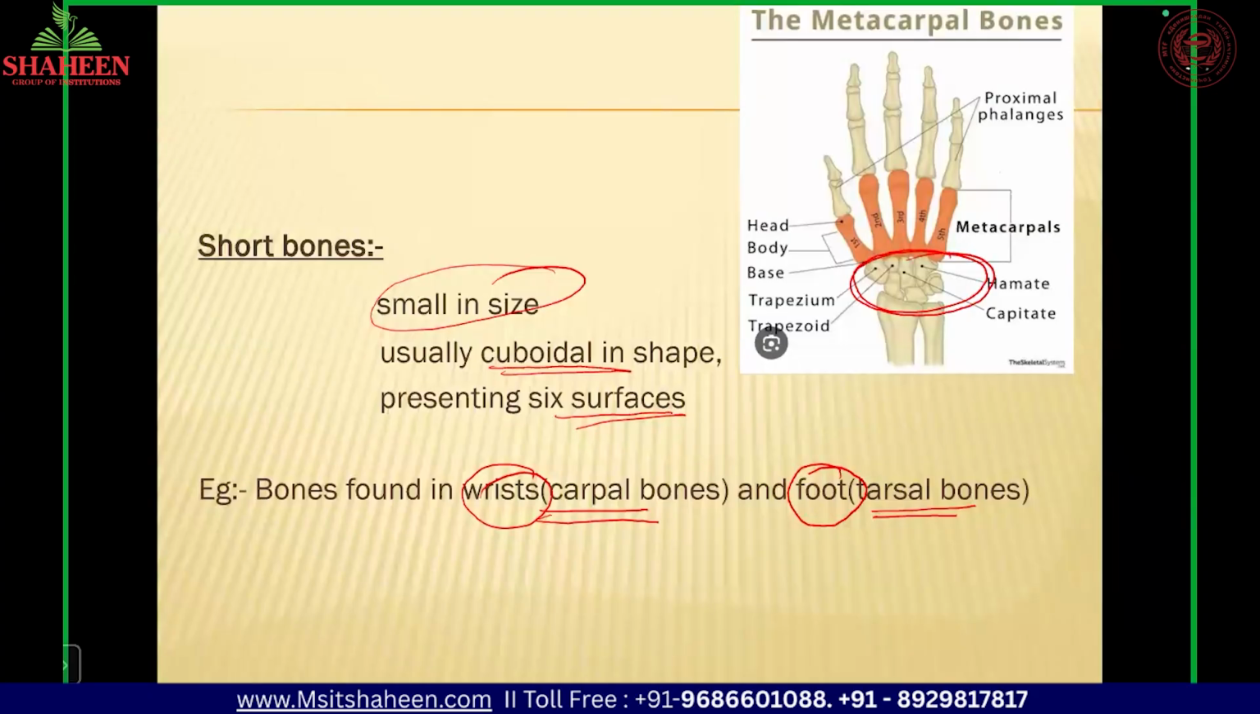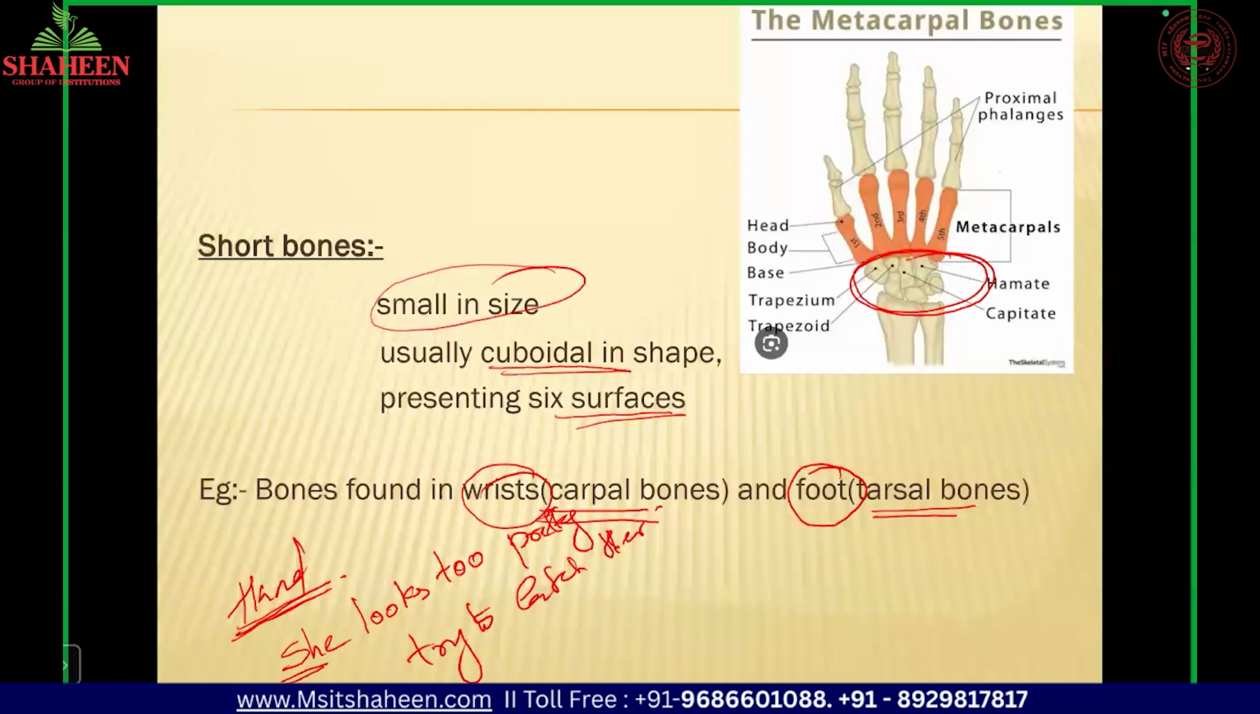Okay. In the case of the hand, the names of the carpal bones, we use a mnemonic: "She looks too pretty, try to catch her." That means scaphoid, lunate, triquetral, pisiform, trapezium, trapezoid, then capitate and hamate. All right. Those names you will come across when you learn the details of the upper limb.